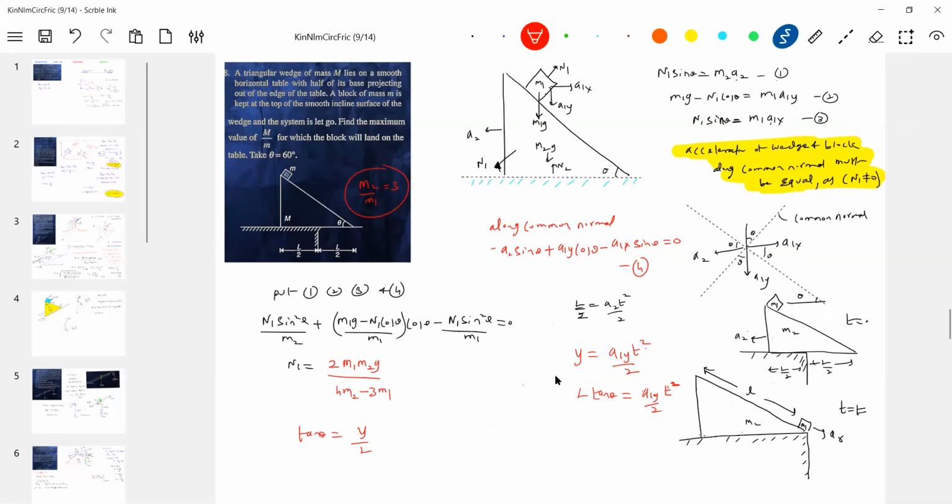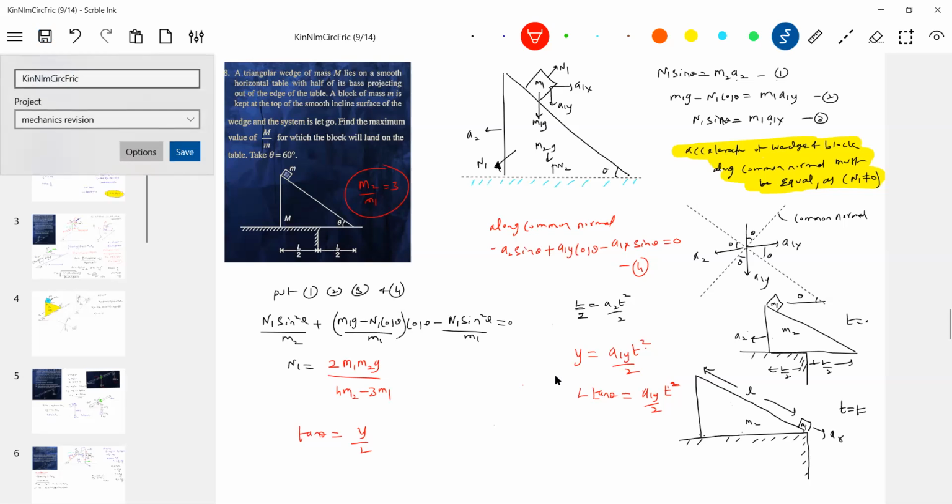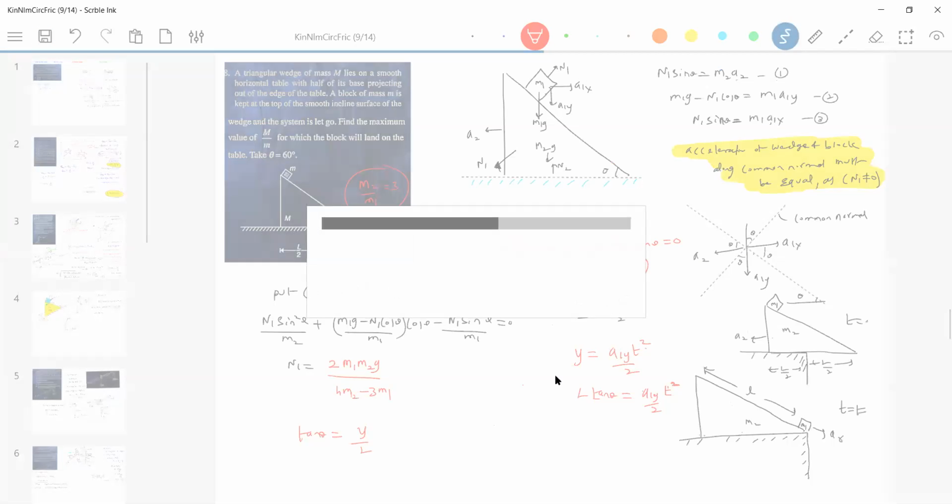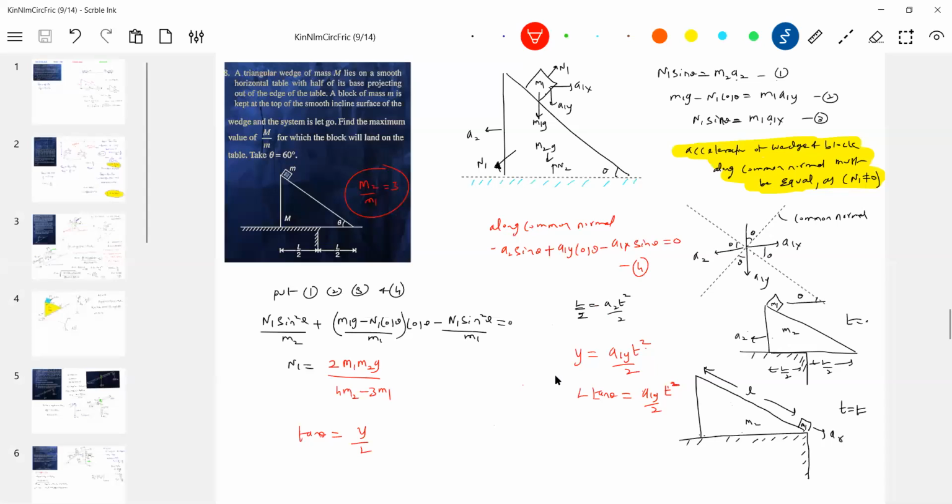I'll continue tomorrow from these values only. Okay, meanwhile, if you want, you can try this. But the answer is given, M2 by M1, we'll see whether we reach the answer or not.